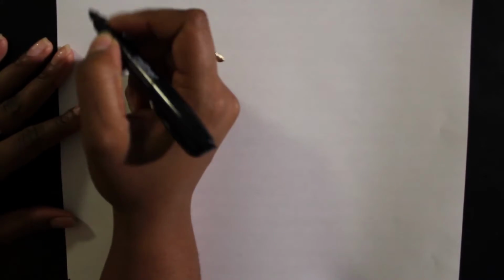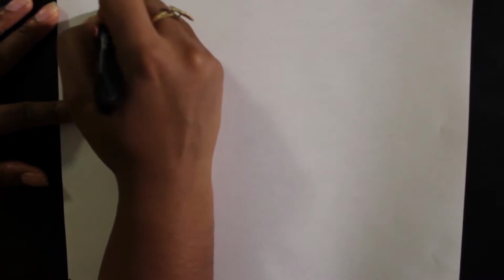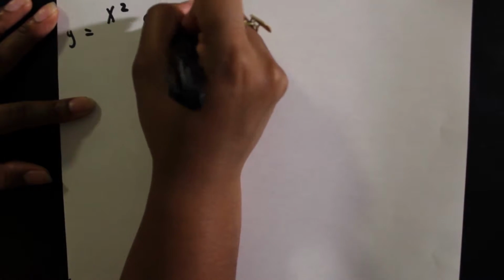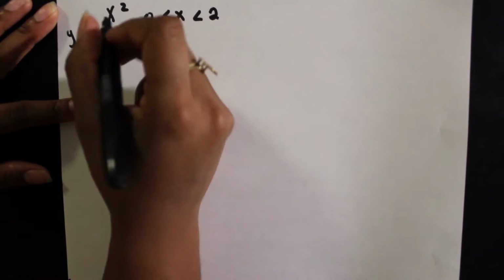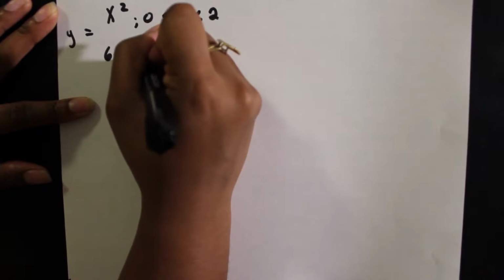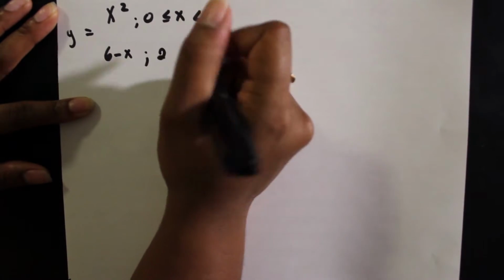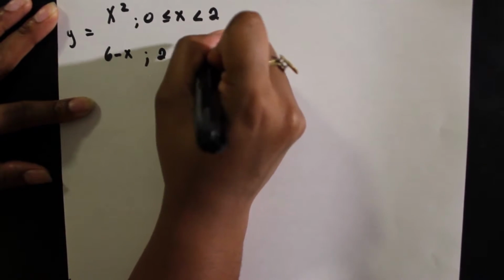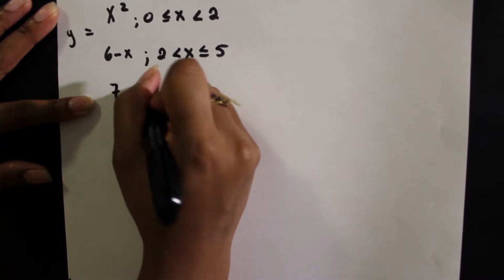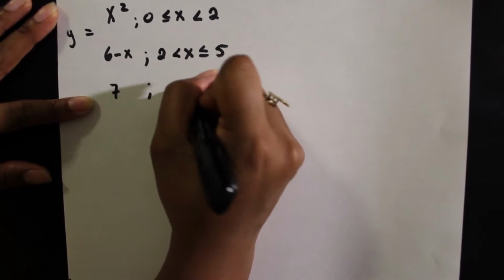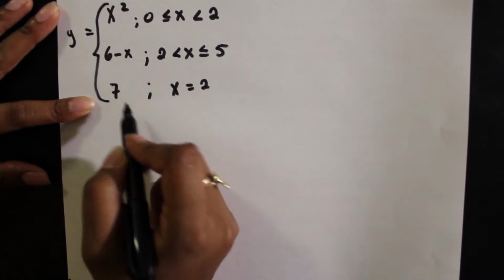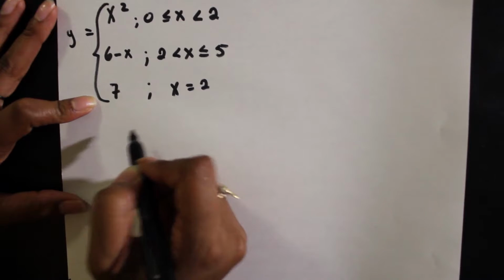For example, y equals x squared from 0 to 2, 6 minus x from 2 to 5, and 7 at x equals 2. Now graphically, what does this look like?